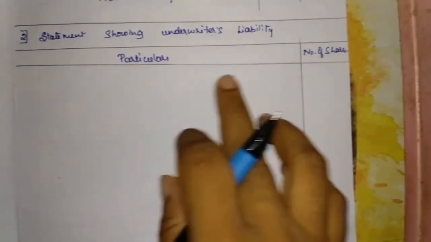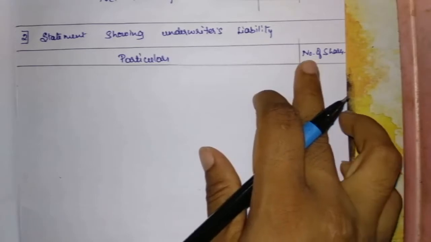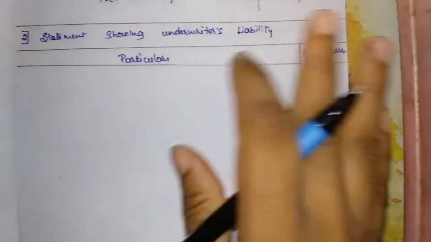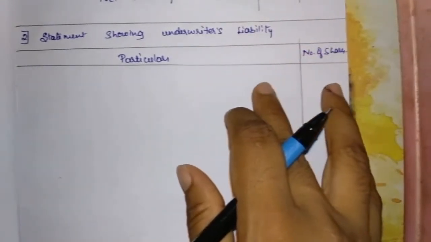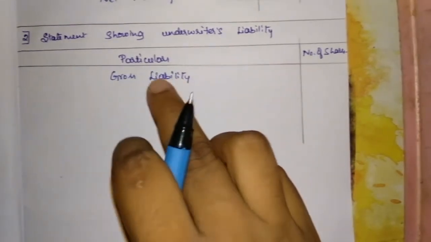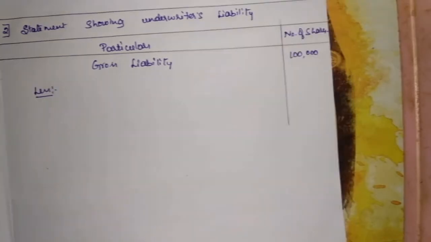Here there is only one underwriter, that is B and Company. So that's why I gave the name of this column as number of shares. The name is the same only. But if there are more underwriters, then I'll give the name of the underwriter to the column. First is gross liability. Gross liability, here in this case, is for the full issue. Underwriting is for the full issue. So the total number of shares issued by the company is 1 lakh shares.